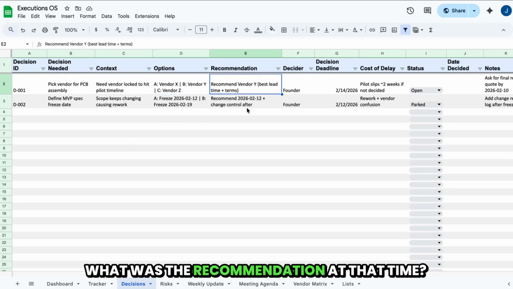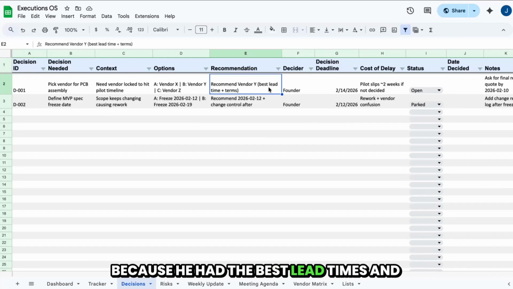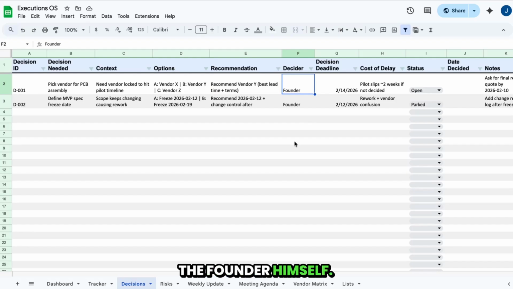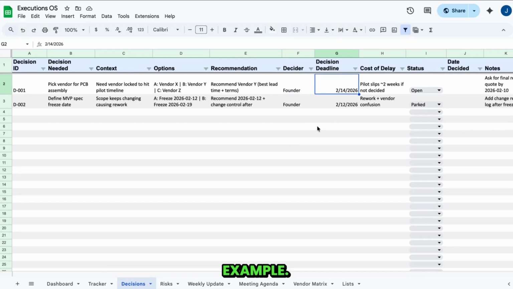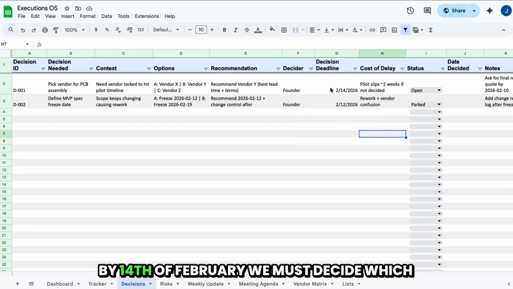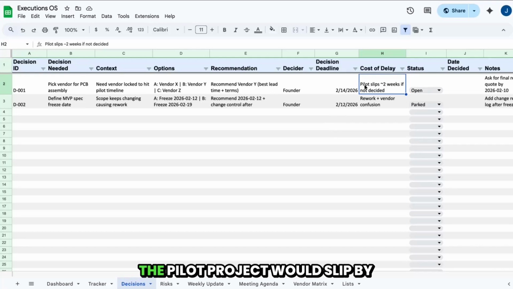What was the recommendation at that time? That was to go with vendor Y. Why? Because he had the best lead times and terms. Who is going to be the decider? The founder himself. And what would be the decision timeline? I have updated this for the sake of this example. By 14th of February, we must decide which vendor we go with. And finally, we have the cost of delay. What would happen if we let the 14th of February go by without a decision? The pilot project would slip by approximately 2 weeks.